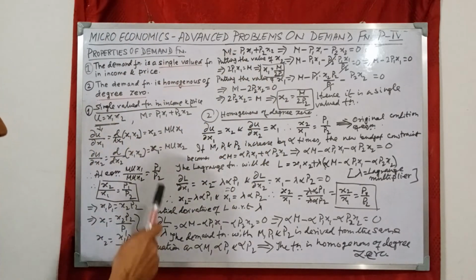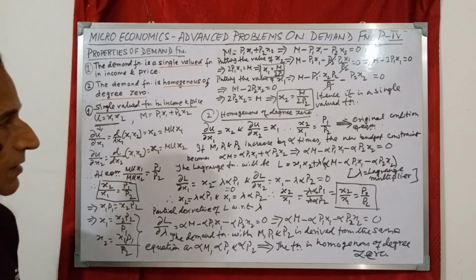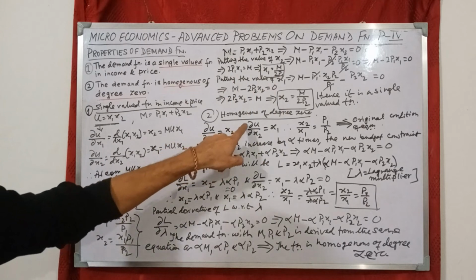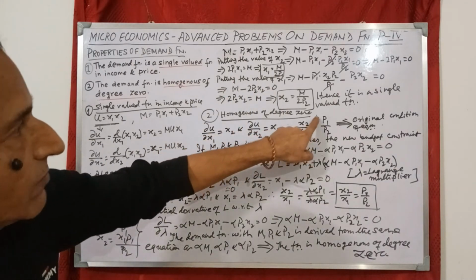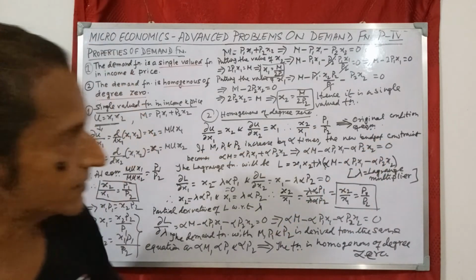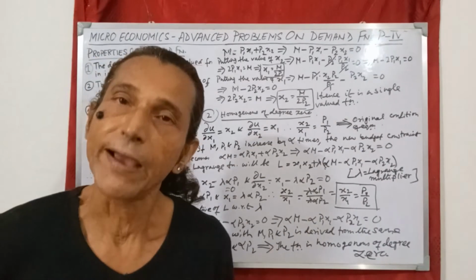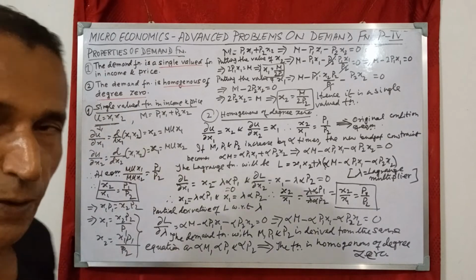We have taken the same utility function and budget constraint, and here del u del x1 is x2, del u del x2 is x1. Therefore x2 by x1 equals p1 by p2, this is the original condition of equilibrium. That is, here the consumer is deriving maximum satisfaction.